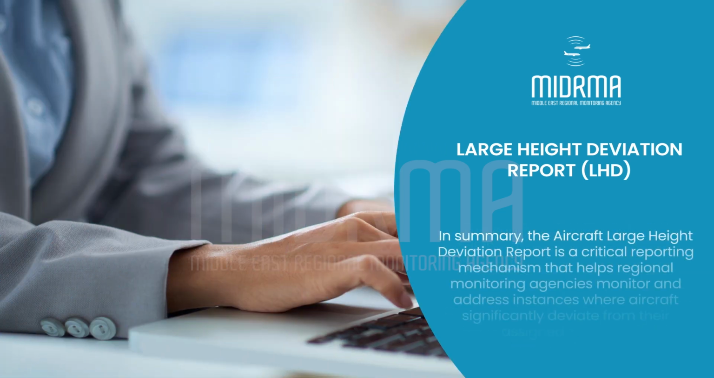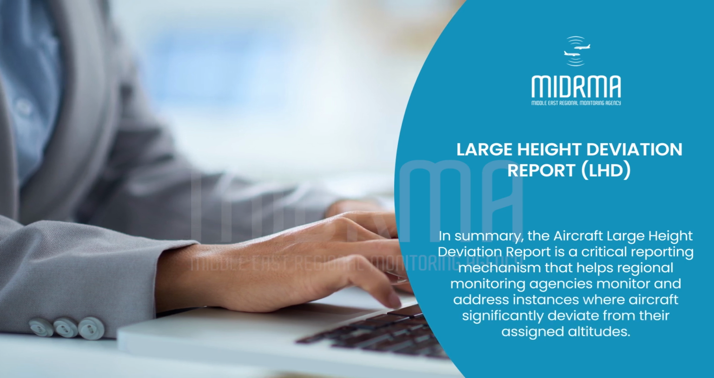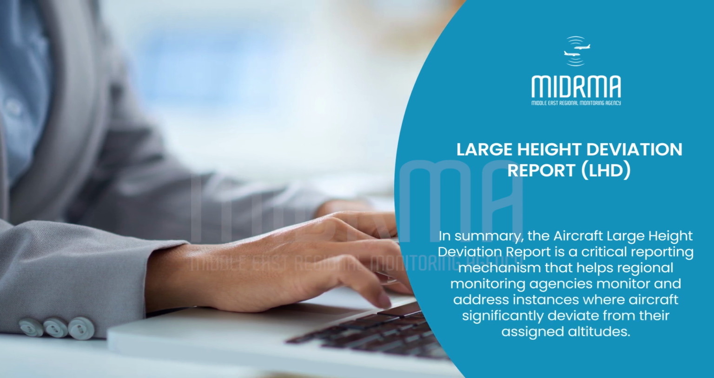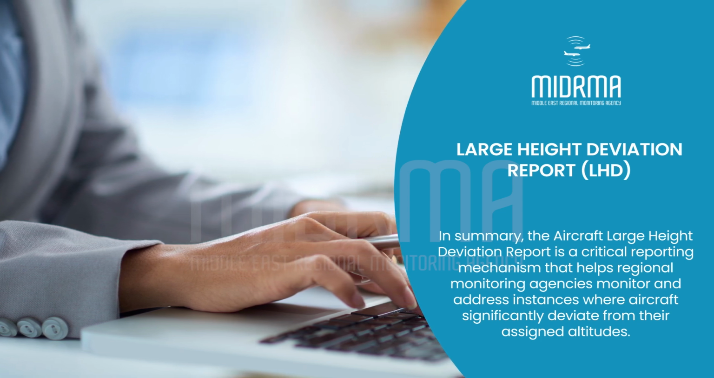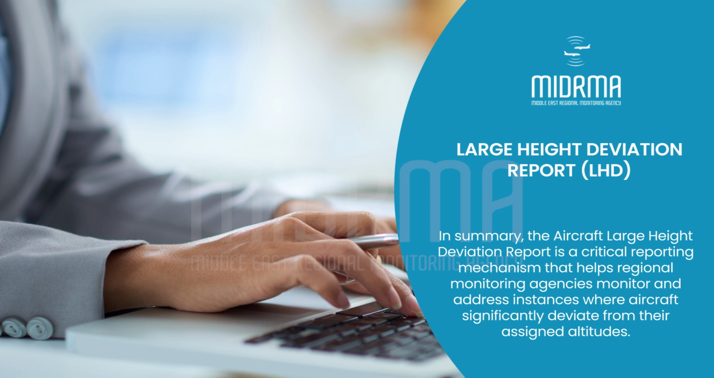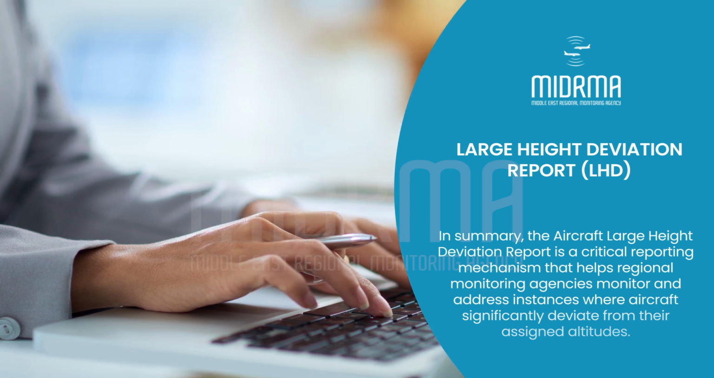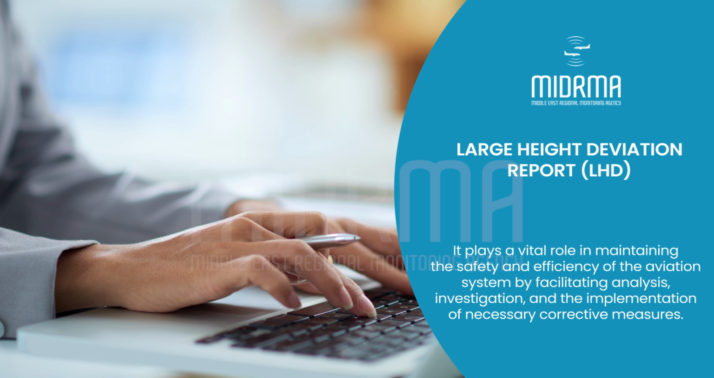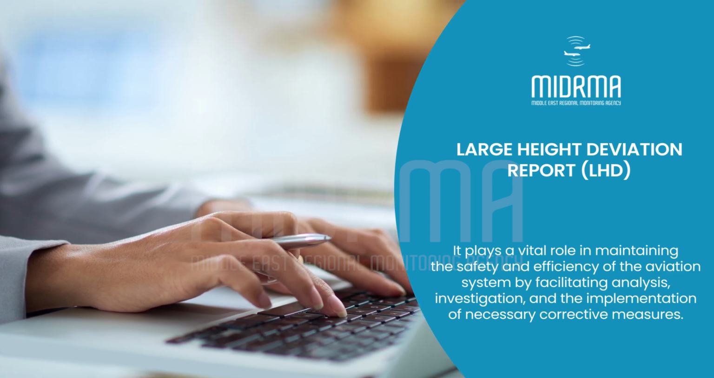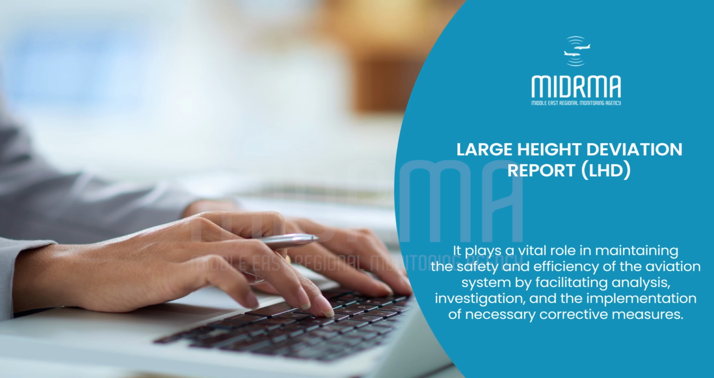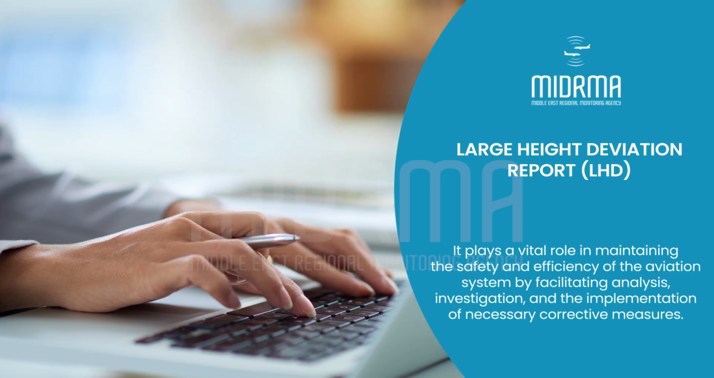In summary, the Aircraft Large Height Deviation Report is a critical reporting mechanism that helps regional monitoring agencies monitor and address instances where aircraft significantly deviate from their assigned altitudes. It plays a vital role in maintaining the safety and efficiency of the aviation system by facilitating analysis, investigation, and the implementation of necessary corrective measures.